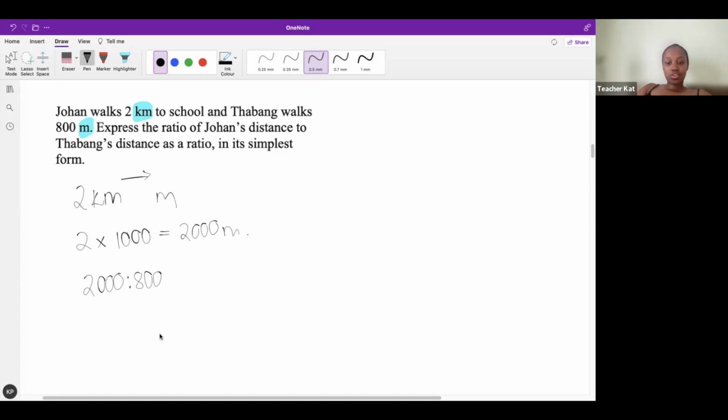2,000 and 800. Can you guys come up with a common factor between those two? First, we can divide by 100. Thank you, Asanda. I was going to say the same thing. First, we can divide by 100 to simplify these numbers, right? So I'm going to go ahead and divide both of them by 100. What's 2,000 divided by 100?